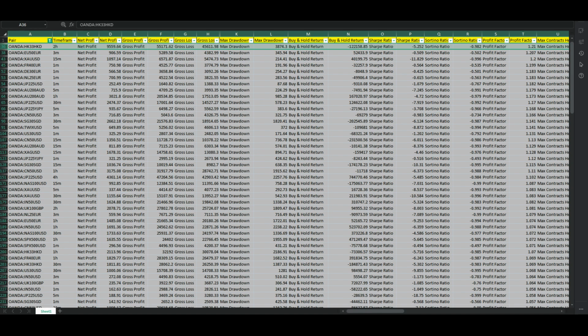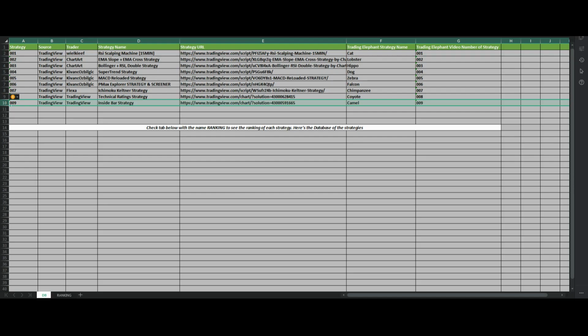Now let's go to the second link in the description, the database and ranking XLS. This is the database of the strategies with details regarding the detailed page and source of the strategy. Notice that the links for the strategies of TradingView bring a chart together with the details of the strategy. At the left of the page, there is a slider you can use to expand the detailed page and read it better.